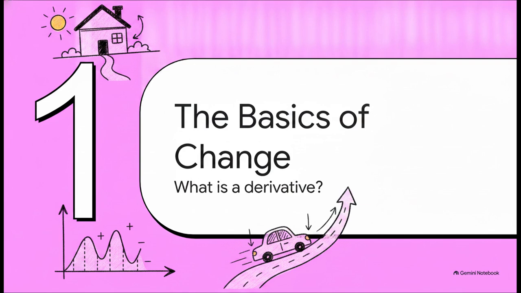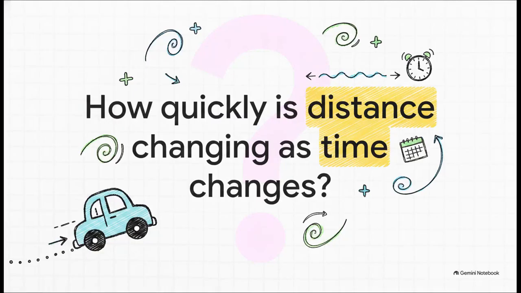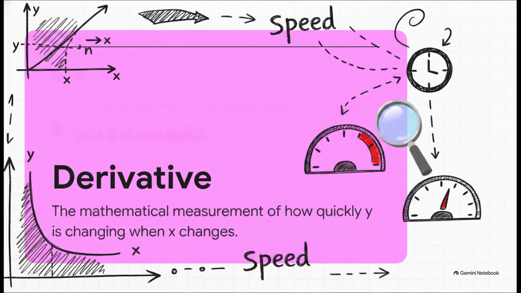Starting with section 1, the basics of change. Imagine a little toy car just zipping across the floor. If I ask you, how quickly is its distance changing as time ticks by? Well, you wouldn't need a math degree to answer that, right? You'd just say that's its speed, and you'd be spot on. So the crucial takeaway here is that a derivative is literally just a formalized mathematical word for measuring that speed.